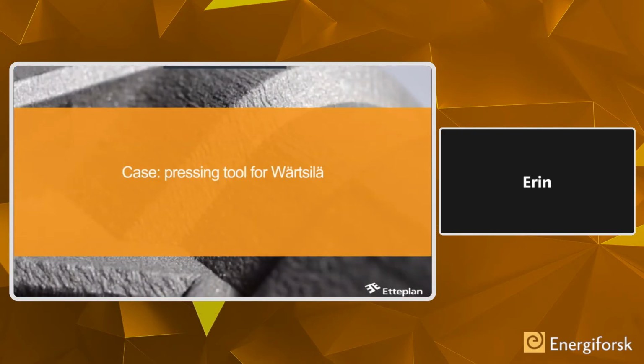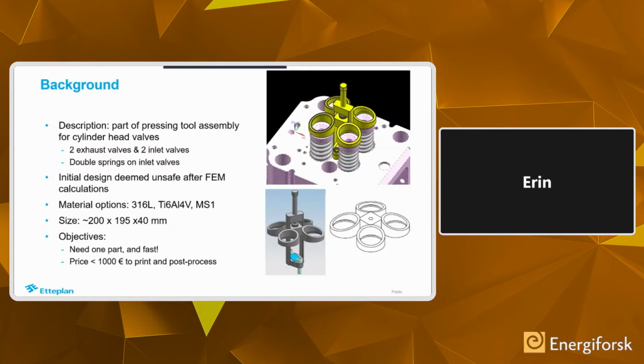Our second case is coming from Wärtsilä, and this component is part of a pressing tool assembly that was meant for the installation of cylinder head valves on one of their new engines. And so initially this part was meant to be machined and then welded, and you can see the part on the bottom right there as initially designed.